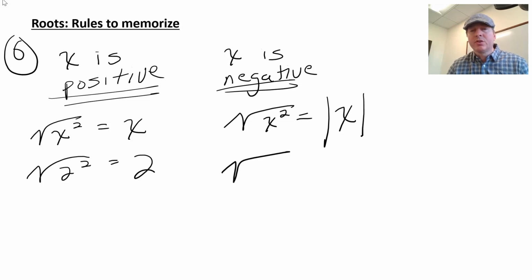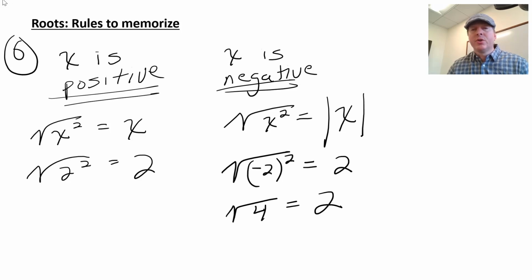So for example, if x is negative, suppose negative 2 squared. What's the square root of negative 2 squared? That is positive 2. We said earlier, if you have a number underneath the square root symbol, the result is the positive root. That's the same thing as the square root of positive 4, which is positive 2. So the square root of negative 2 squared is not negative 2, it's positive 2.